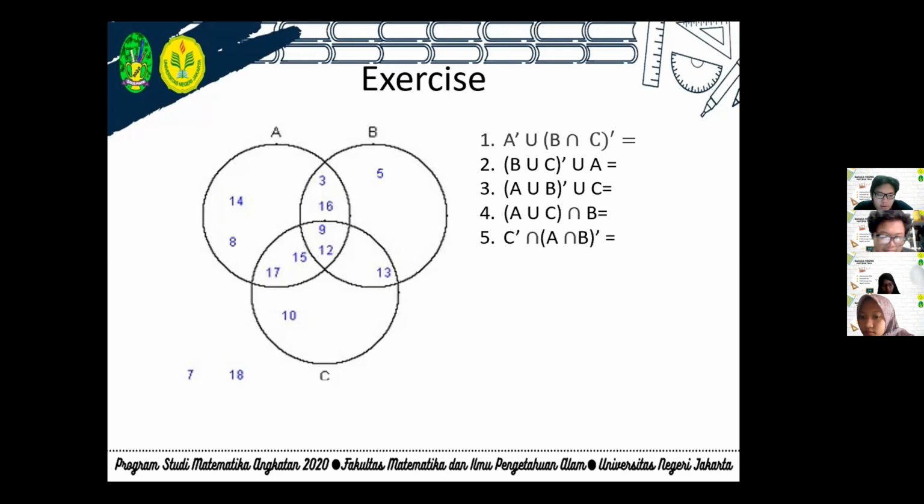What number is still not answered? Number 1 and number 2. Oh. There are 2 numbers still left. Who's going to answer it?